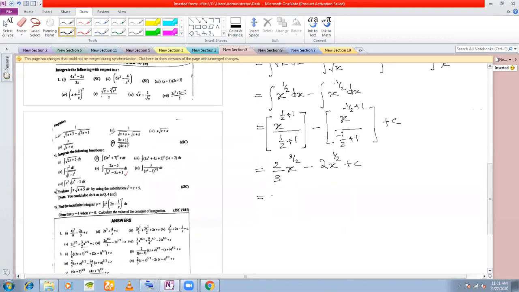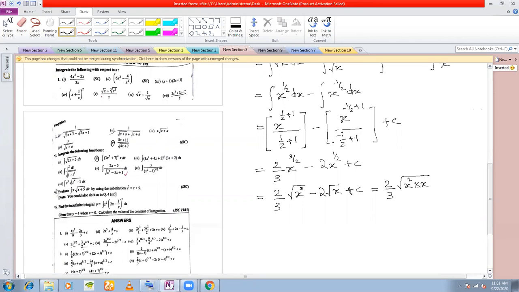What you can do is write 2/3 x to the power of 3 by 2 as 2/3 square root of x cube, and x to the power of half you can write as root x. Check whether you understood this. x to the power of 3 by 2 can be written as root over x cube. This is fine with you?